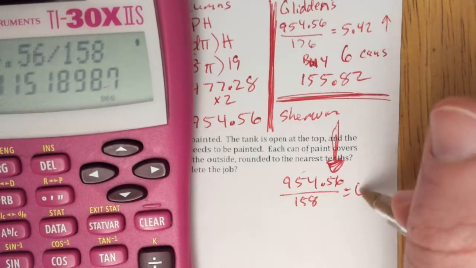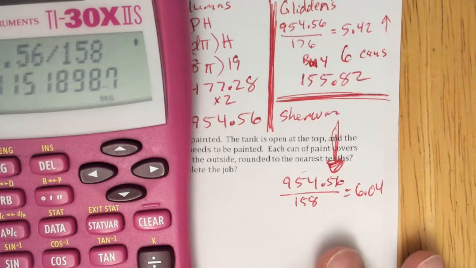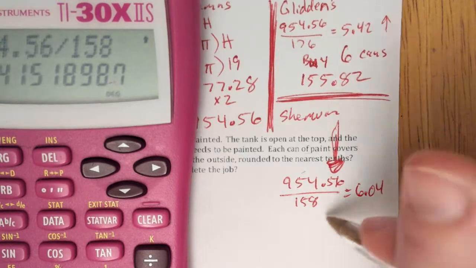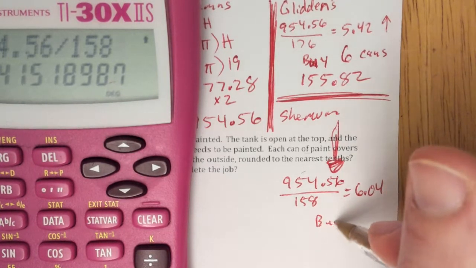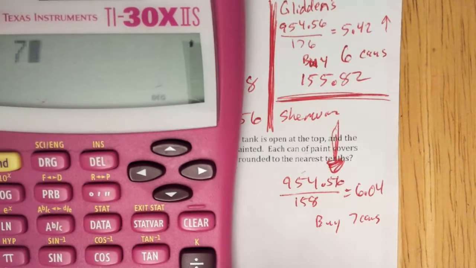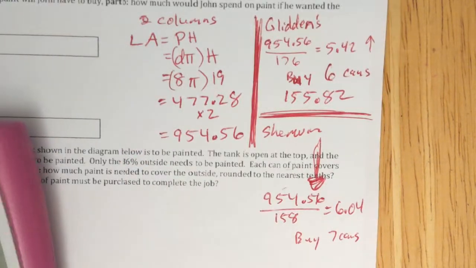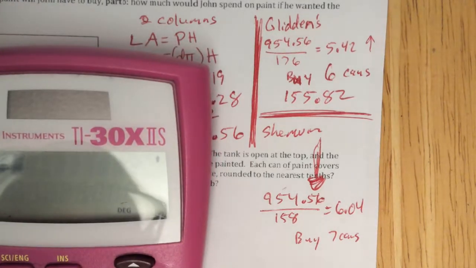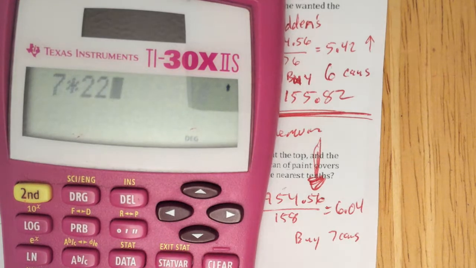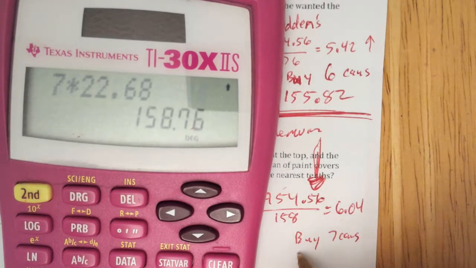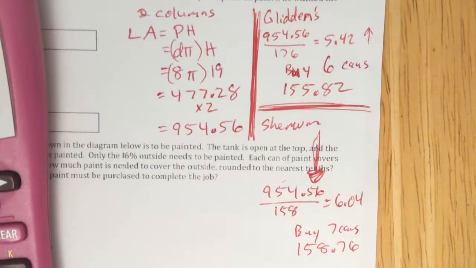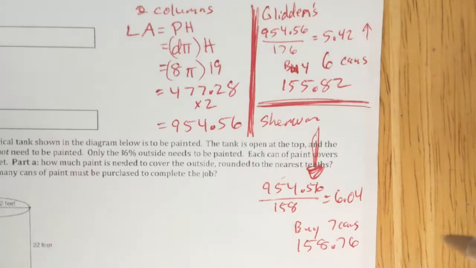So I would have 6.04 cans, right? So how many do you need to purchase? You need to always round up. So we need to buy 7 cans. So take those 7 cans, multiply by the cost, which is $22.68, I believe. Just double checking. Yep. So 22.68, and this would cost $158.76.